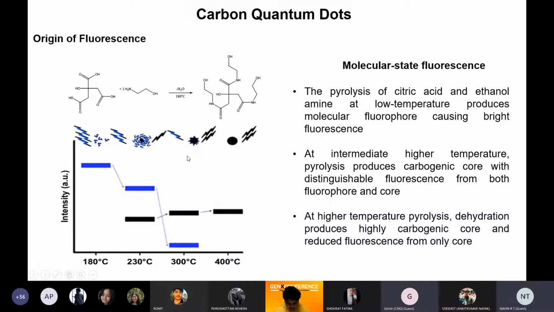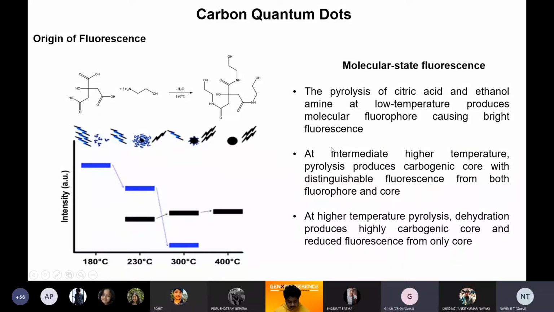The third theory regarding the fluorescence of the carbon dot is this: in this study, they used citric acid and ethanolamine, and subjected them to pyrolysis at very high temperature. Pyrolysis means there is a removal of water from the carbonaceous content, so therefore it's minus H2O. And they carried out this pyrolysis at different temperatures, one at 180 degrees Celsius, another at 230, and progressively to 300 and 400 degrees Celsius.